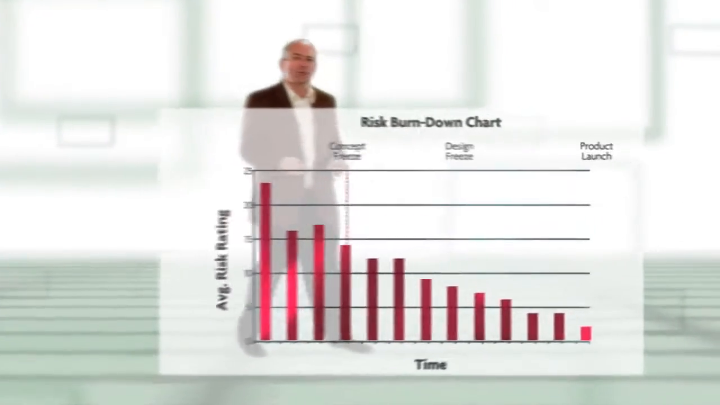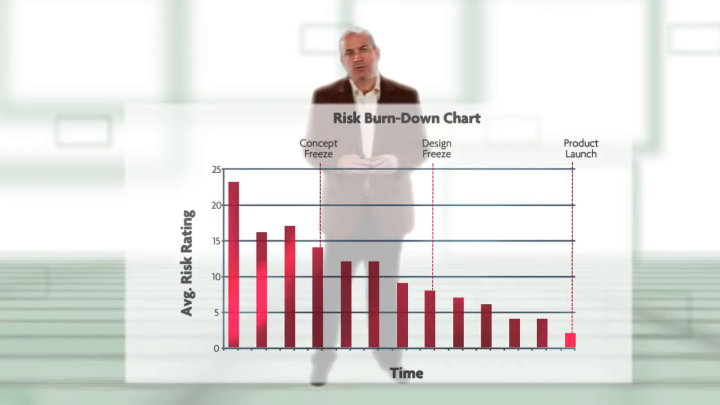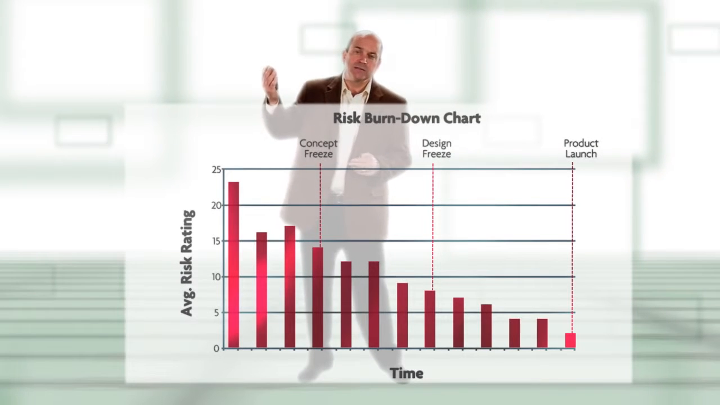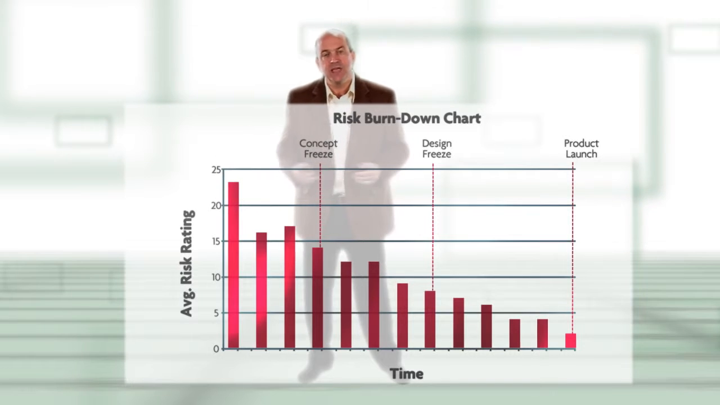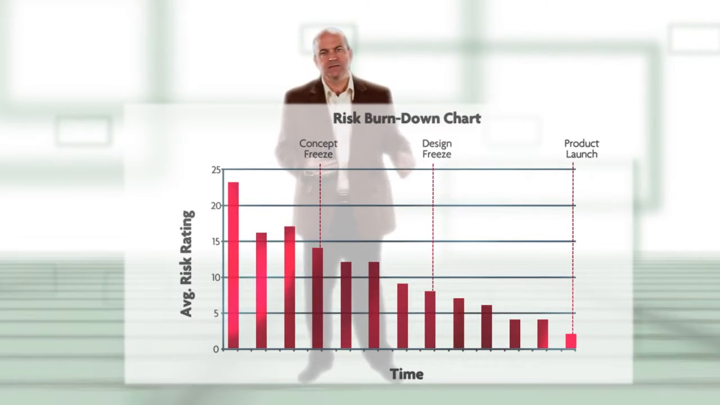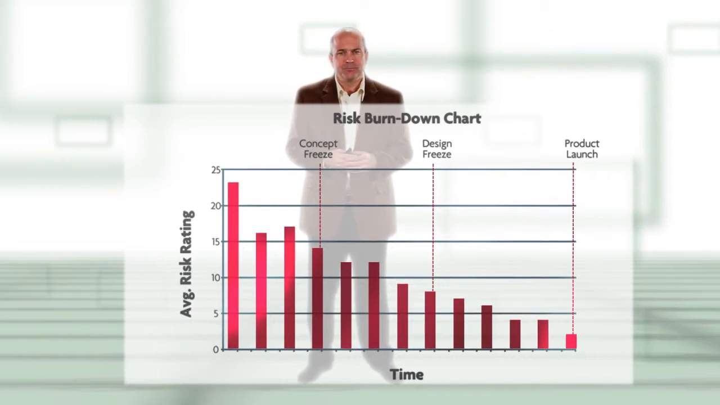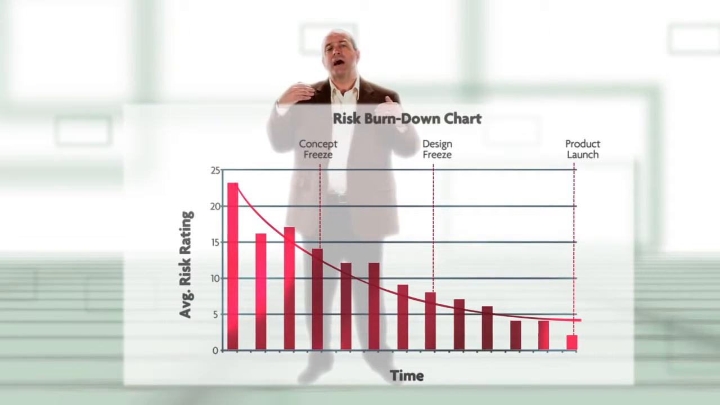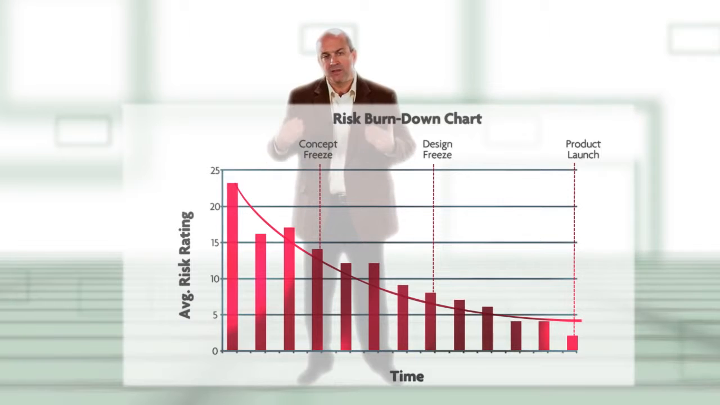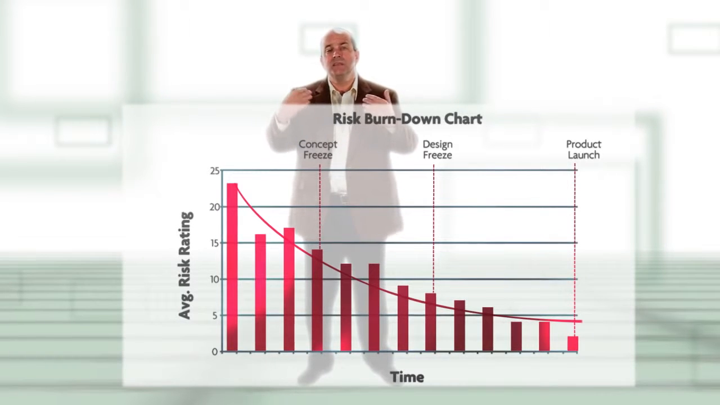So once again, we see our risk management graph. The vertical axis represents the average risk rating for all the risks together. The horizontal axis represents time. The curved exponential curve in the center represents our expectations of the risk and how we want risk to be decreased with time. So let's take a look at a graphical representation of Hoshin Kanri.